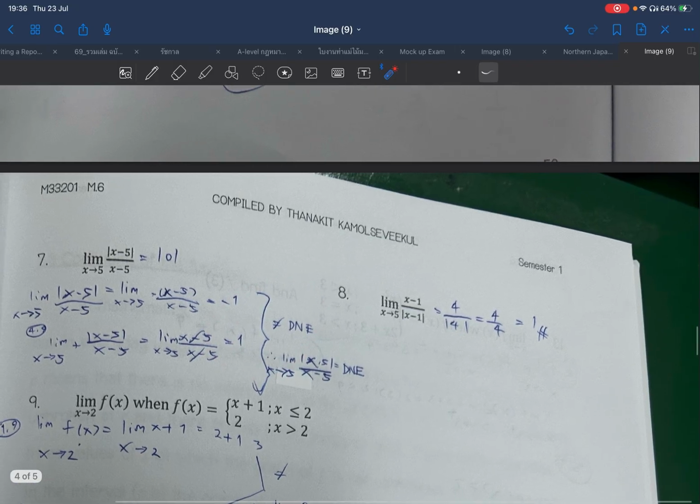Number 8. The limit of x minus 1 over absolute x minus 1 as x approaches 5. So you should pay close attention to x approaches 5, not 1, since 5 is more than 1. So the expression inside the absolute value is positive. Direct substitution yields 5 minus 1 over absolute 5 minus 1. So we will get 4 out of 4 equals 1.